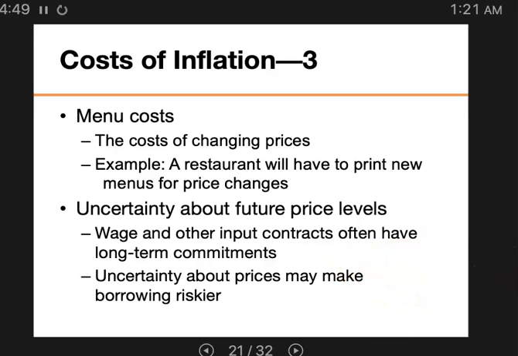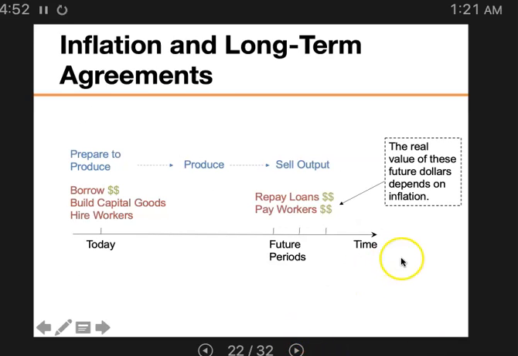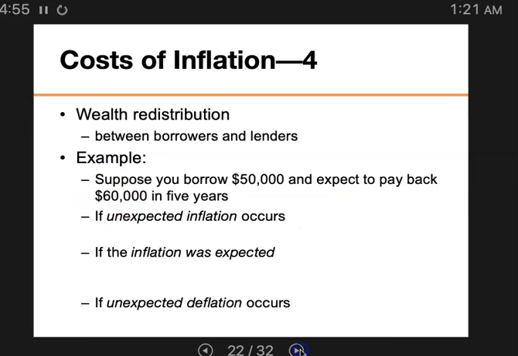Okay, so the next diagram depicts what I just talked about. Because of inflation, the next topic is called wealth redistribution between the borrowers and the lenders, just to illustrate the last point that we just made. So if inflation unexpectedly rises during the years that you are borrowing money, right? Suppose you borrow $50,000 and expect to pay back $60,000 in 5 years. If the inflation is unexpected and it happens, you are better off, right? And the bank is worse off.